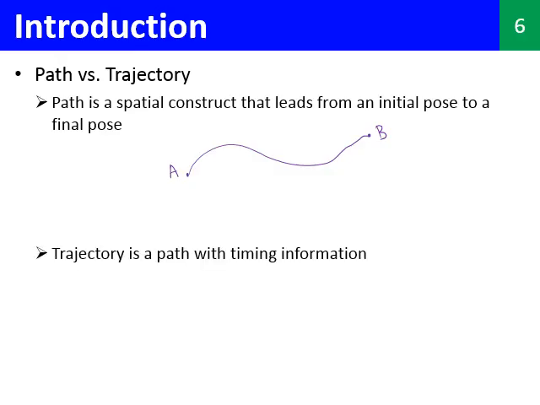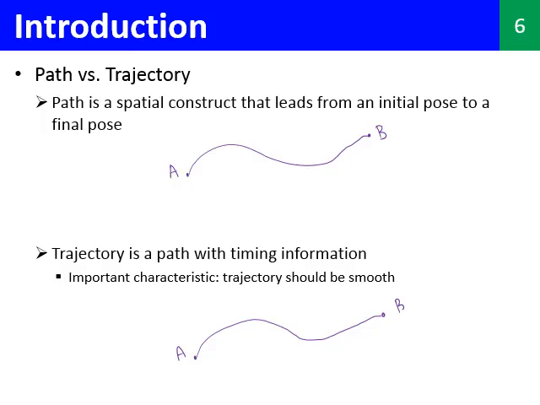Simply put, trajectory is also a path, but it has timing information. So if you take the same path as before, now we are going to insert timing information to this path. So here, let's say the time is t equals 0, and at this point, let's say it is 10, and here we have 15, and maybe finally we have t equals 25. Okay, so this is a trajectory.